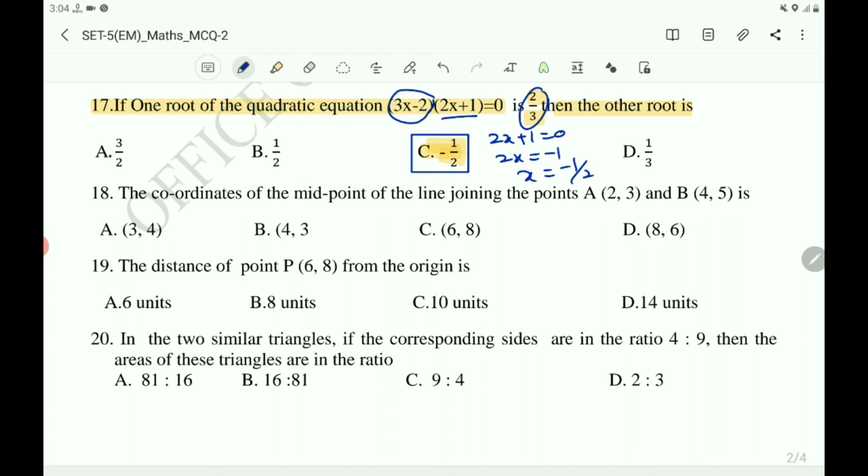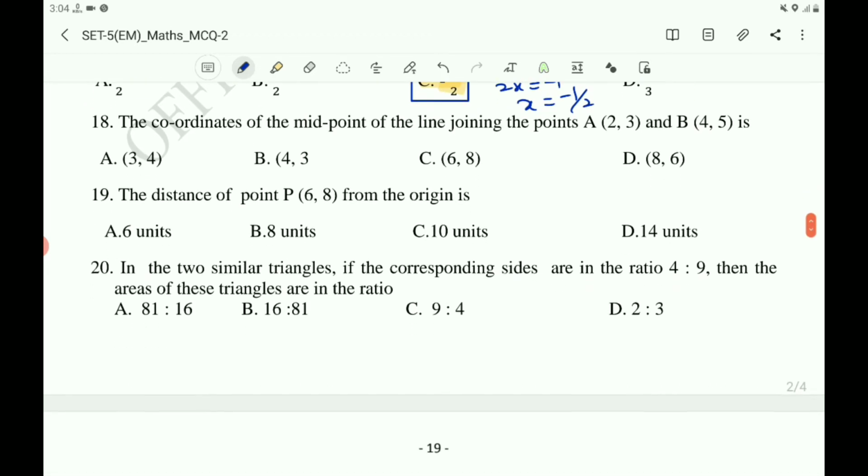Here it is already given 2 by 3, which means you will get 2 by 3 from this factor, and from this factor you will get minus 1 by 2. So, option C is the answer, minus 1 by 2. Then you take the next question.